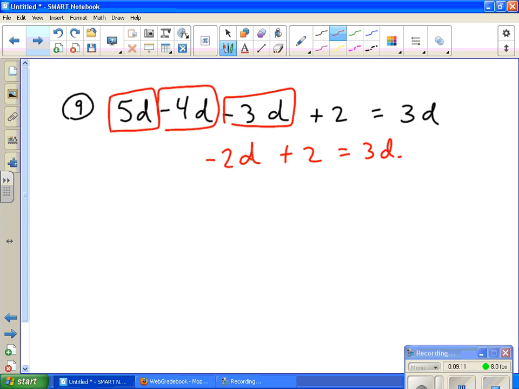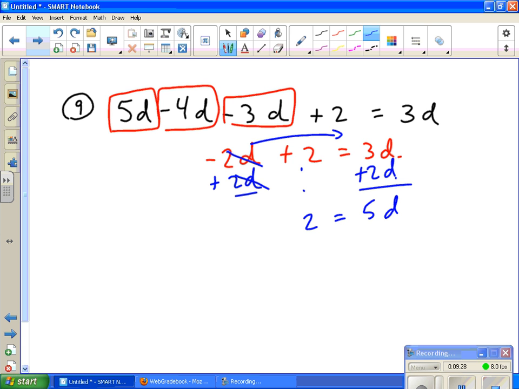Now put all of your d's on the same side. That means we need to bring this negative 2d over. It says minus 2d, so add 2d to cancel it out. Add 2d on the left, you need to add 2d on the right. These will cancel out, leave you with just 2 equals 3d plus 2d is 5d, or 5 times d.